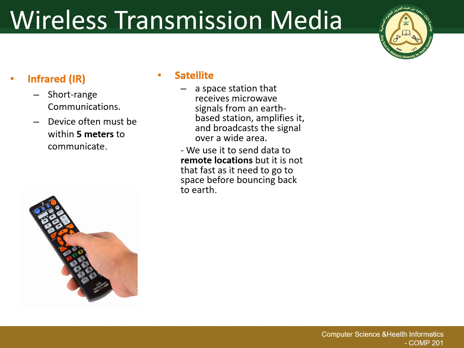Because of the distance here, there is a slight delay of sending the messages. So in the satellite, a space station that receives microwave signals from an earth-based station, amplifies it, and broadcasts the signal over the wide area. We use it to send data to remote locations, but it is not that fast as it needs to go to space before bouncing back to Earth.